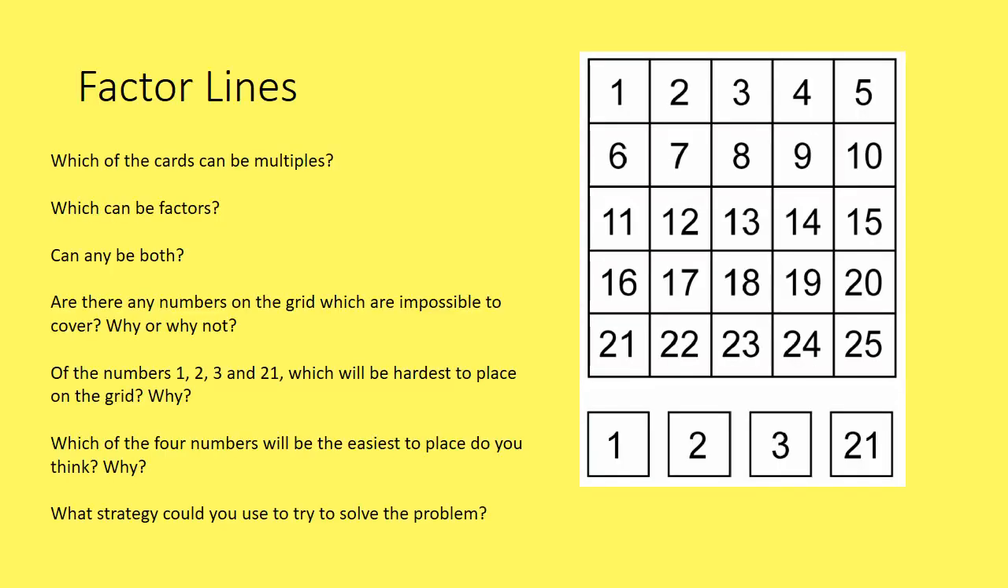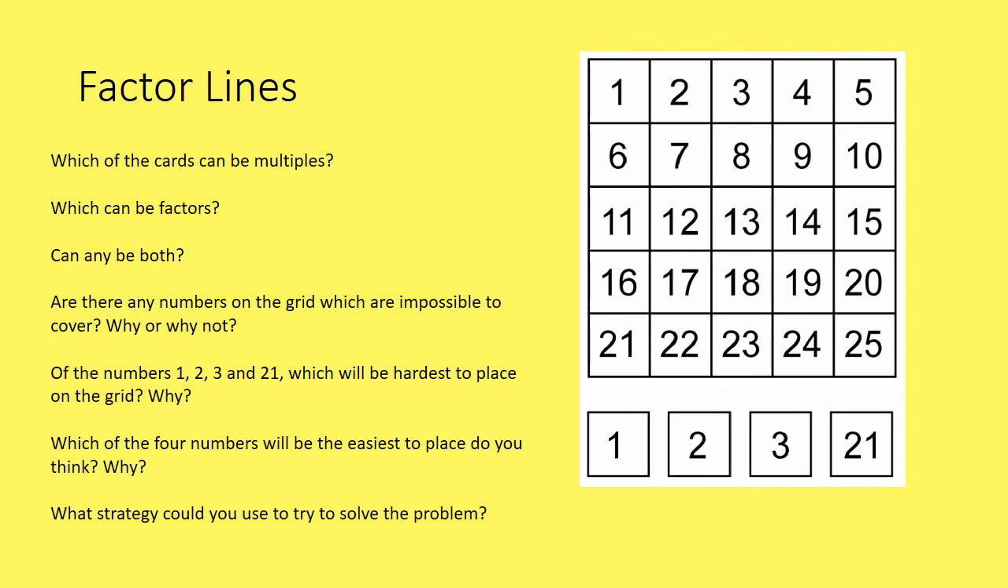So here are some questions to think about. Which of the cards 1, 2, 3 and 21 can be multiples, and which can be factors, and can any of them be both? I think they can be both. For example, 3 is a multiple of 1, but also a factor of 6. Are there any numbers on the grid which are impossible to cover? If they are, why or why not?